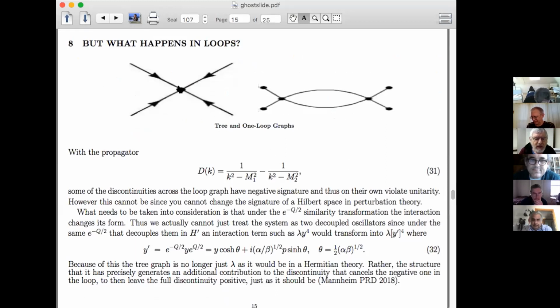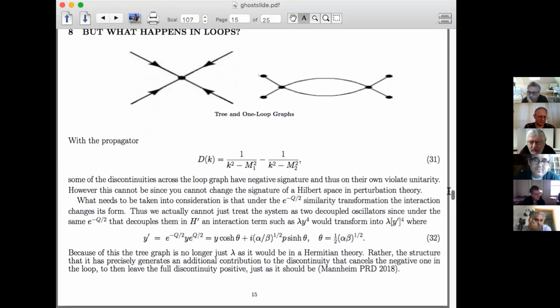So we've looked at the 4-point function, and now with the 4-point function, we can generate a loop graph. Now I've got a propagator with a minus sign. And if I take the discontinuity across this loop, I'm going to get a minus sign. I'm not going to get the correct sign for the discontinuity. And therefore, this graph on its own violates unitarity.